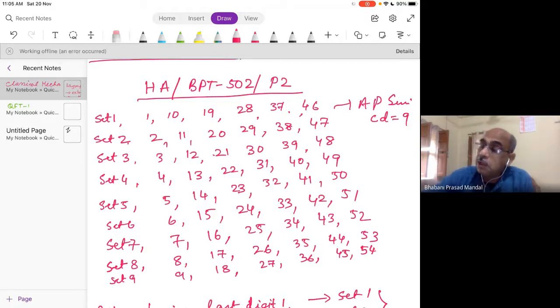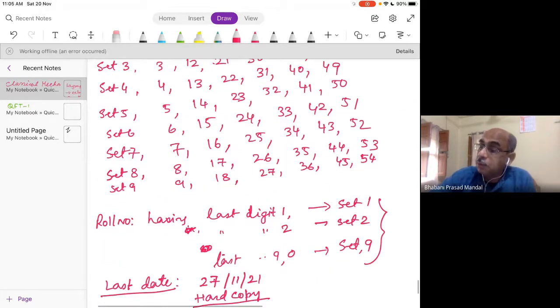Similarly, set 2 starts with 2 with the same common difference. There are 54 problems, so each group will have 6 problems. So set 1, set 2, set 3. Everybody has understood this. Now, who has to do which set?